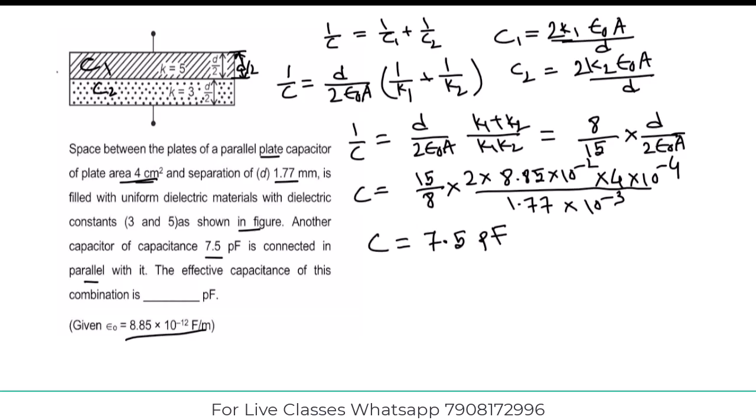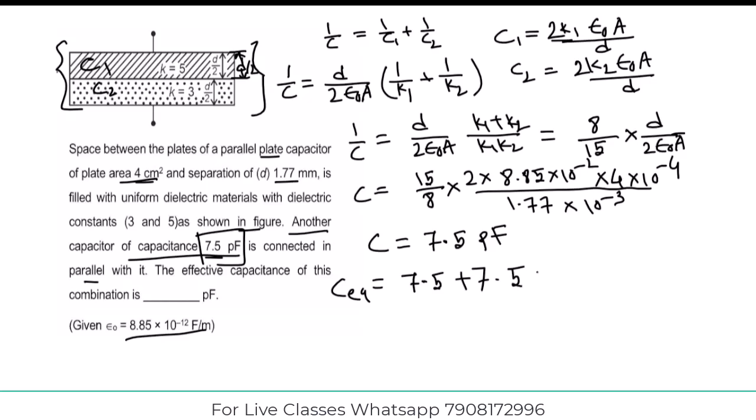So the capacitance of this given figure is 7.5 picofarad, and they are saying another capacitor of capacitance 7.5 picofarad is connected in parallel. When two capacitors are connected in parallel, the equivalent becomes C1 + C2. So this is 7.5 picofarad and another capacitor of 7.5 picofarad. Simply add these two, 7.5 plus 7.5 is 15 picofarad. So the effective capacitance of this combination is 15 picofarad.